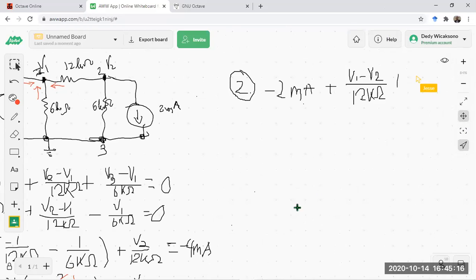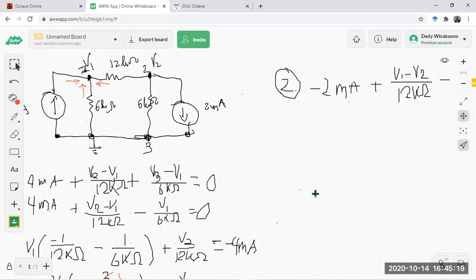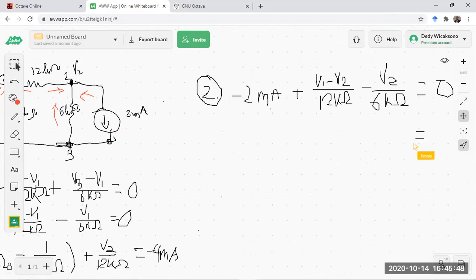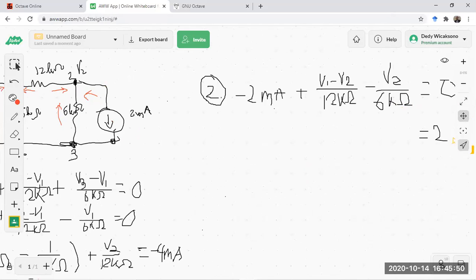This is supposed to be minus V2, right? Yes, minus 2 milliampere. So here we focus on the current entering, assuming the current is also coming in again. Yes. Minus 2 milliampere plus (V1 minus V2) divided by 12 kilo ohm, then minus V2 divided by 6K.